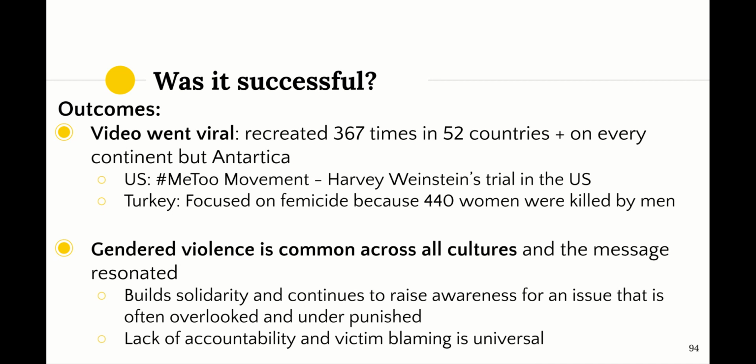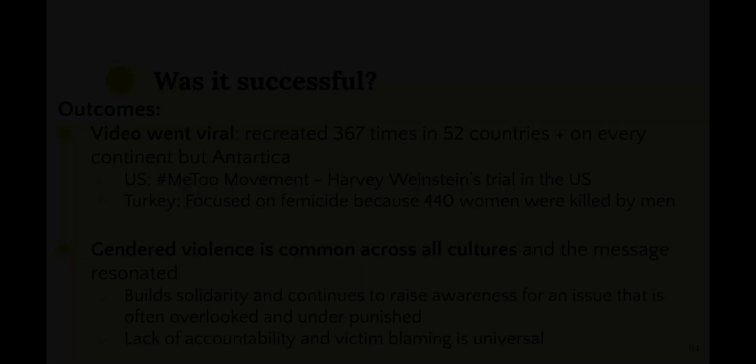And unfortunately, gendered violence is common across all cultures. It is not unique to Chile or the US or to Turkey. So the message resonates. It builds solidarity among women, among transgender people, among men, among anybody that continues to be an ally for women who are experiencing sexual violence. It also brings awareness to an issue that is often overlooked and underpunished. The people that commit these crimes are not held accountable, and unfortunately, the people that the crimes are happening to are blamed. And that is not fair, but it is very widespread.